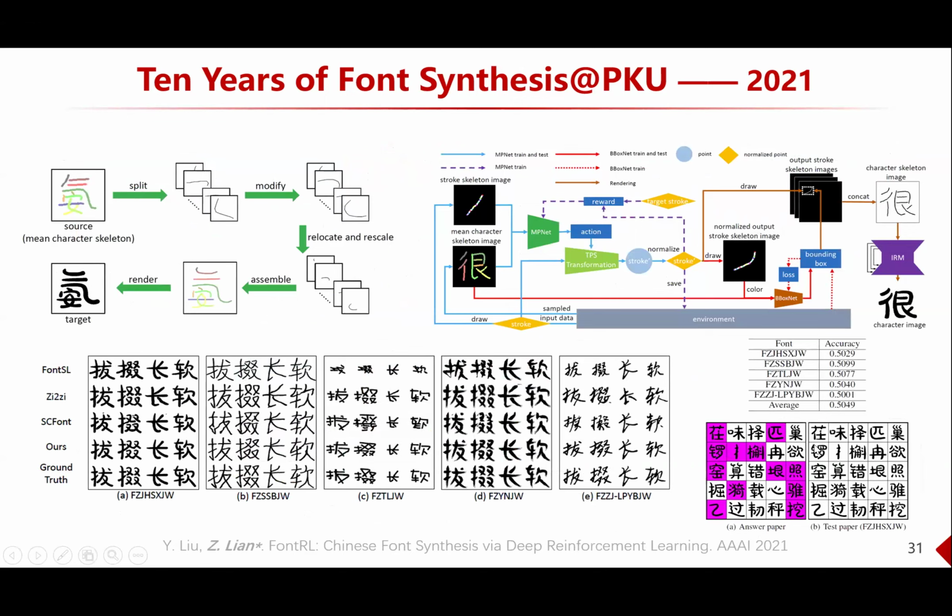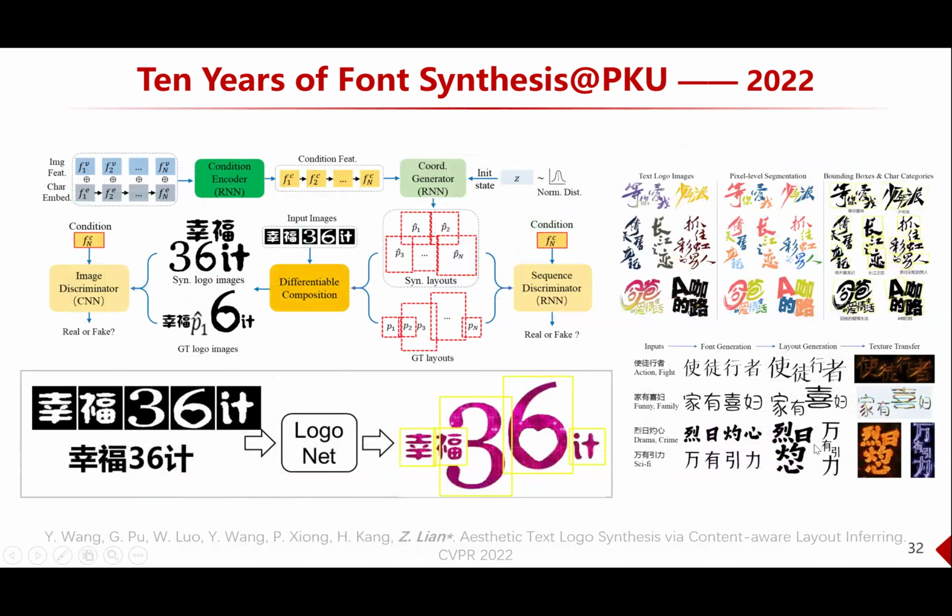And the next year, we developed a font synthesis method based on deep reinforcement learning. The key idea is to apply deep reinforcement learning to obtain the TPS interpolation parameters for stroke skeleton transformation in different styles, and then recover the rendering details. In 2022, we proposed a content-aware layout generation network, which takes glyph images and their corresponding text as input and synthesizes the aesthetic layout for them automatically.